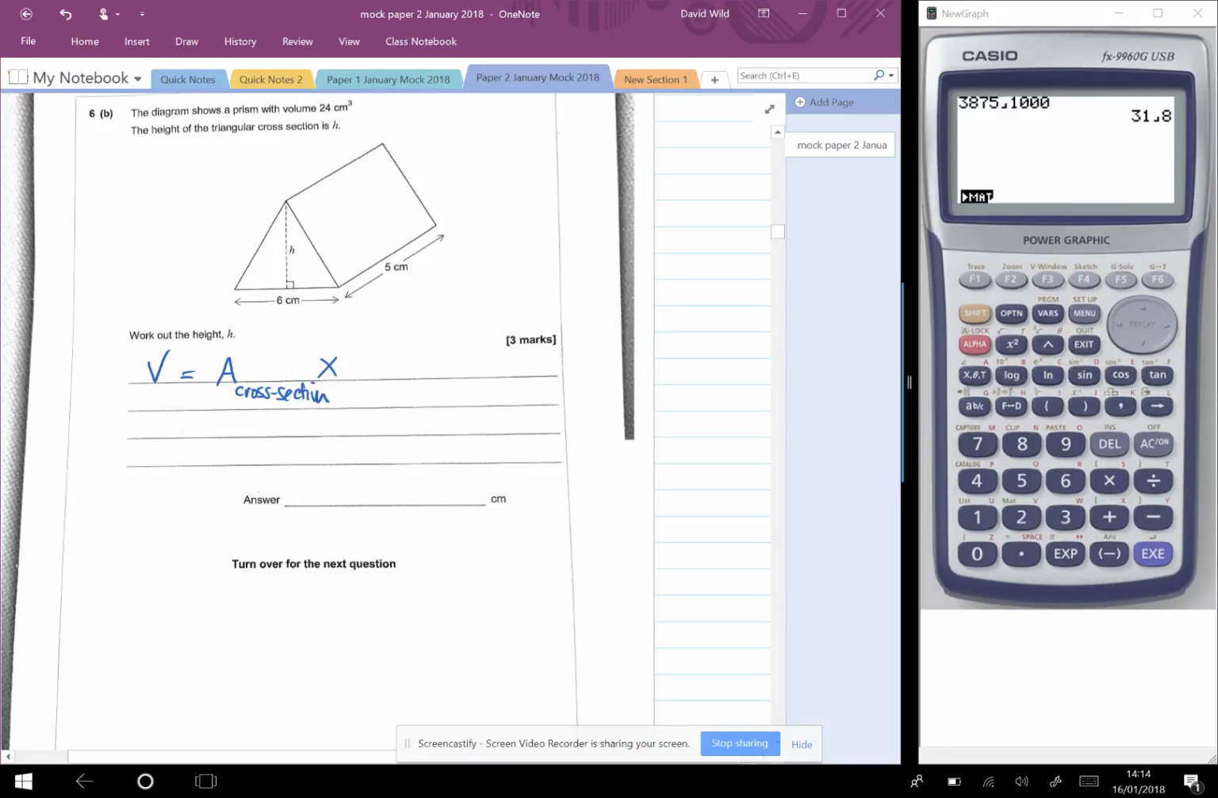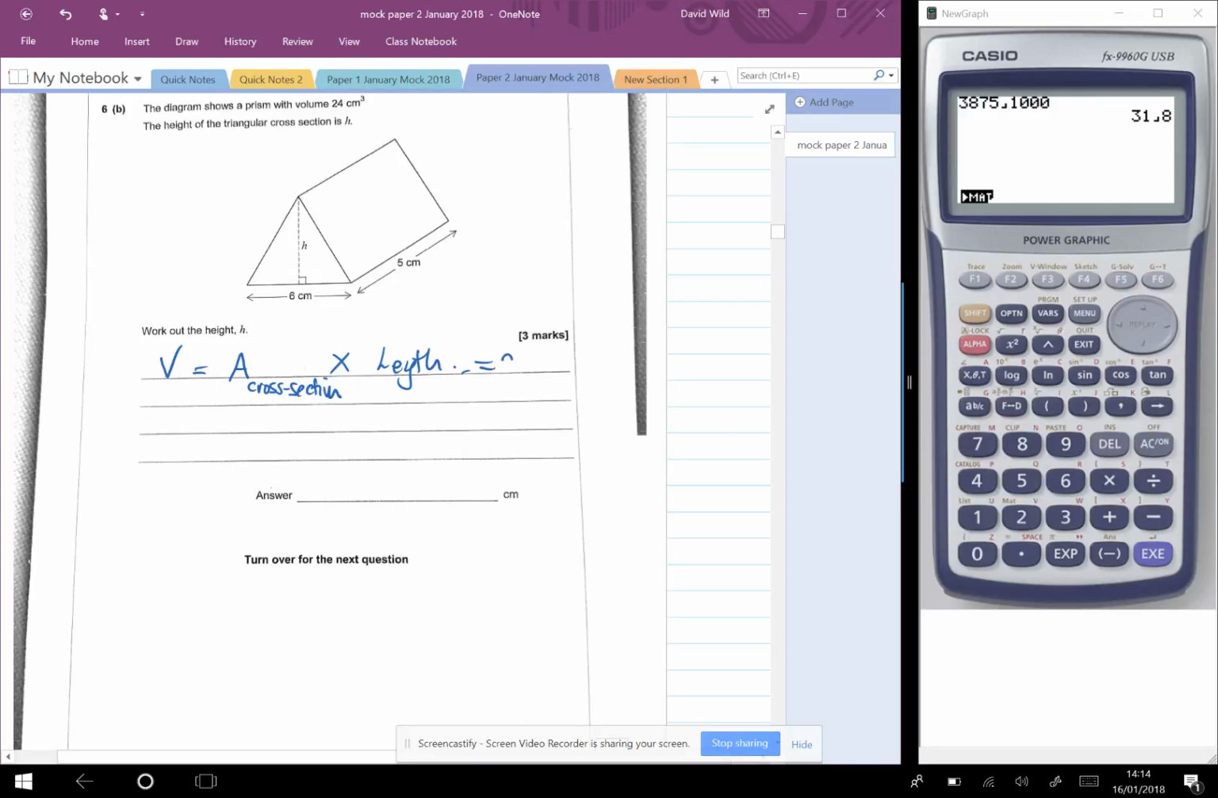So the area of cross-section multiplied by the length. Okay, and we are told that that's 24, so we're going to equal 24. So this is basically the equation that we're going to solve here. Let's work out the area of the cross-section.